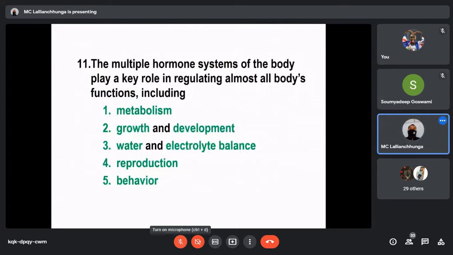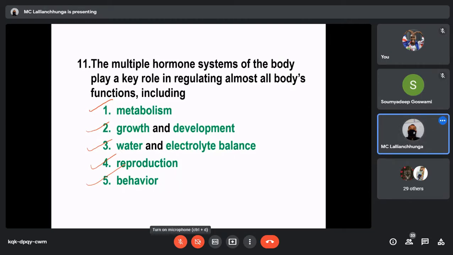Point number 11. The multiple hormone systems of the body play a key role in regulating almost all of the body's functions, including metabolism, growth and development, water and electrolyte balance, reproduction, and behavior. We can say that all those hormones are playing a key role in regulating all these functions. That means hormones affect metabolism, that is catabolism as well as anabolism, including all this behavior. So hormones are very important.